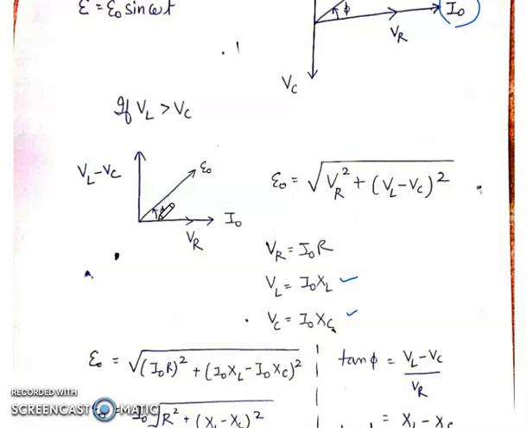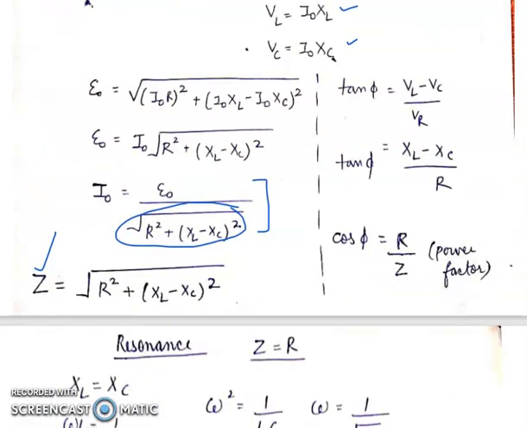To find the value of tan phi, it will be VL minus VC by VR, or XL minus XC by R. Cos phi is known as the power factor. It is given by R by Z.